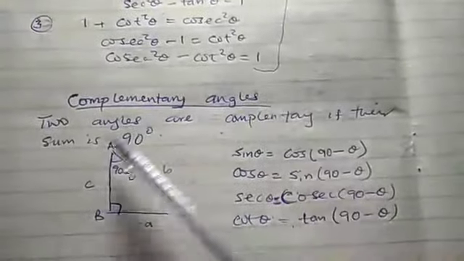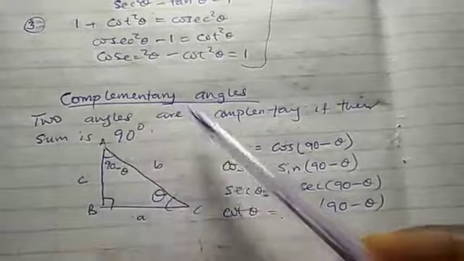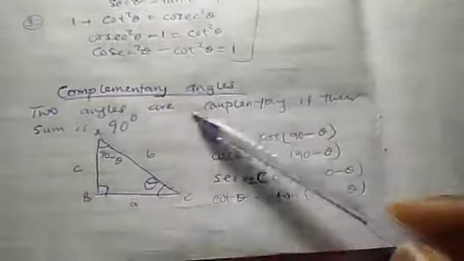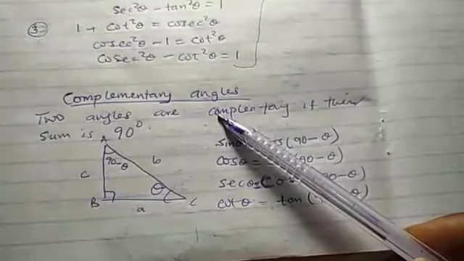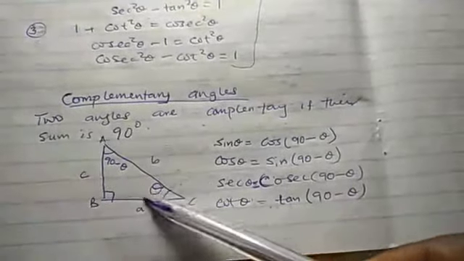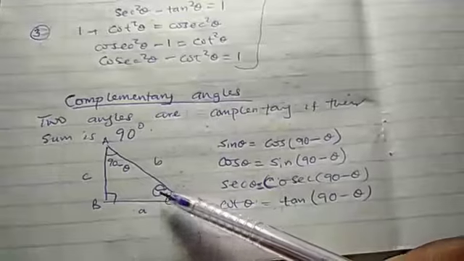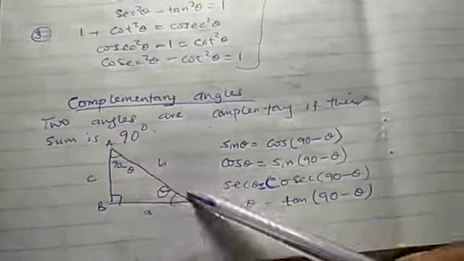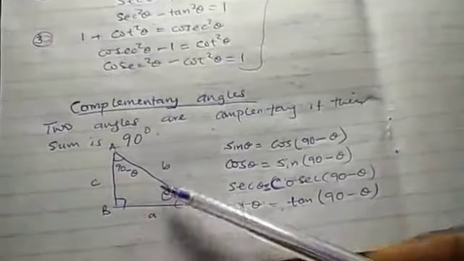Now let us consider some other concepts. Consider complementary angles. We say that two angles are complementary if their sum is 90 degrees. Now, if you consider this right angle triangle, we have theta here. Definitely, the second angle will be 90 minus theta, since their sum must be 90.